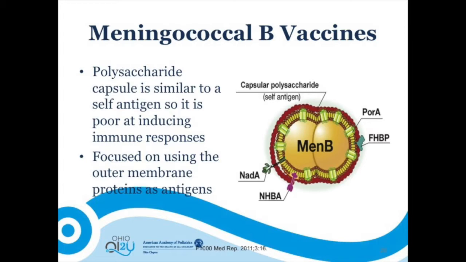And in the diagram, these outer membrane proteins are FHbp, which is factor H binding protein. There's NadA, which is Neisseria adhesin, NHBA, Neisseria heparin binding antigen, and PorA, which is an abbreviation for porin A.